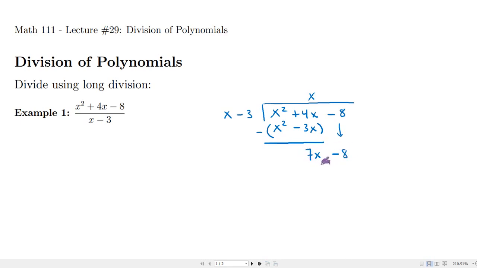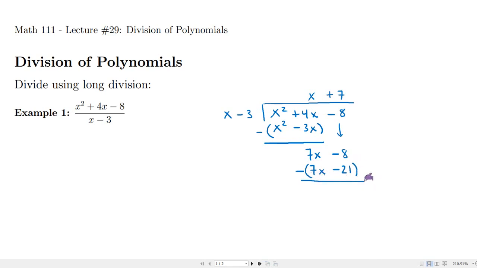So now, looking at this, the 7x minus 8, and starting the whole process all over again. You cover up everything that you're dividing by except for the leading term. What do we need to multiply this x by to get 7x? Well, we would have to multiply this by 7. So we're going to put that there, plus 7. And then you take the 7 and multiply by this whole thing you're dividing by. So we would get 7 times x is 7x, and then 7 times minus 3 is minus 21. And now this is what you're going to subtract.